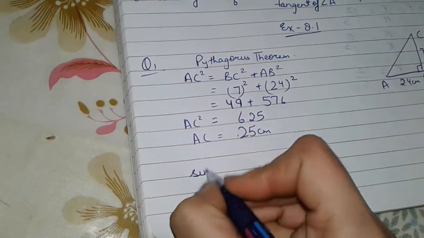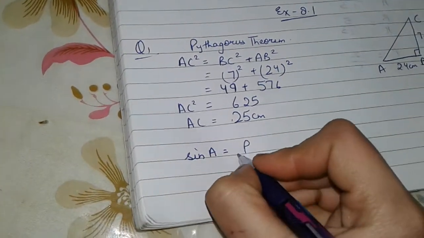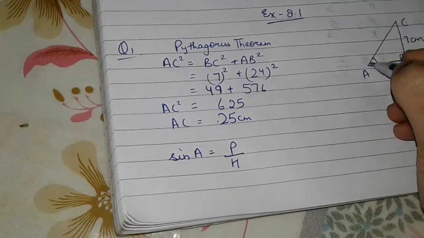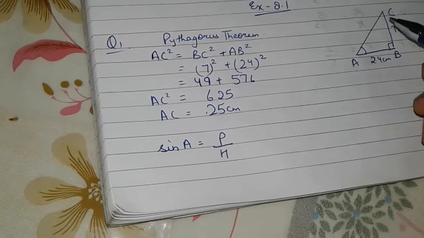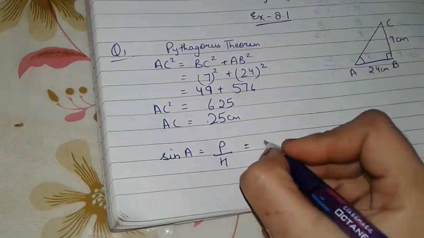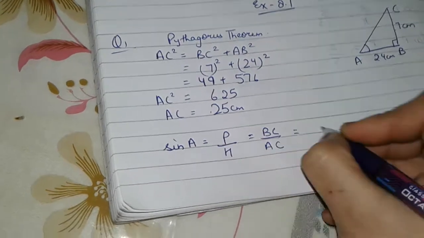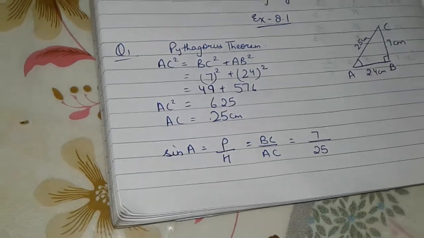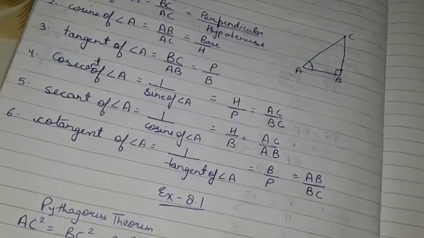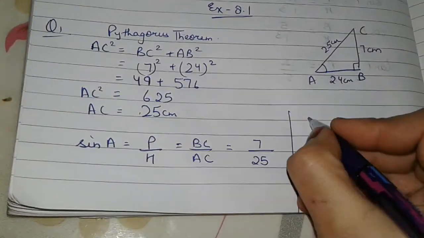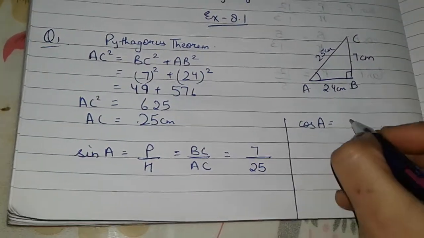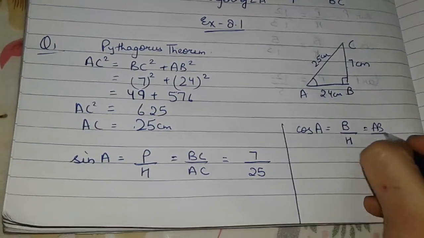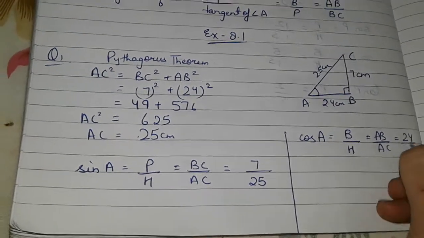Now I have to calculate sin A. Sin A is equal to perpendicular upon hypotenuse. For this angle A, the perpendicular is 7 and the hypotenuse is the longest side of a right angle triangle. So it is BC upon AC. BC is 7 and AC I have calculated as 25. Okay, this is sin. And cos A, find cos A. Cos A is equal to base upon hypotenuse. Base for angle A is AB. AB upon AC. AB here is 24 upon 25.